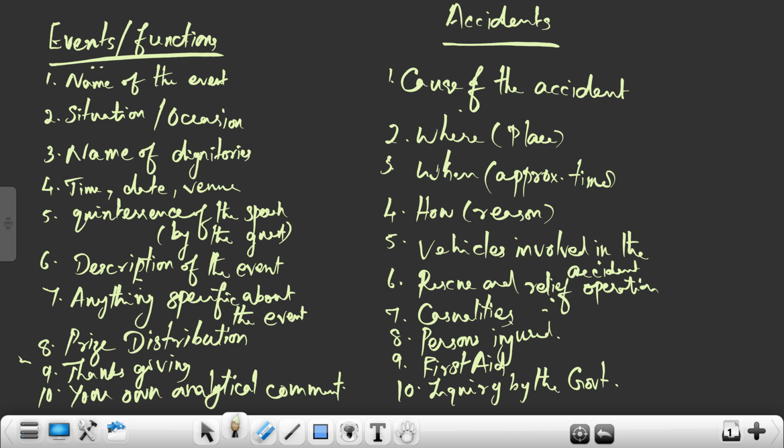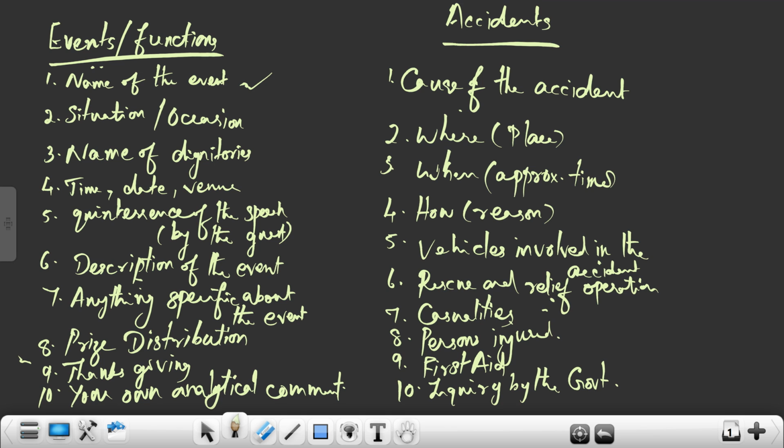So once again I will repeat: the name of the event. The name of the event means, if it is an annual function, you can write Excellencia 2020. Then the situation or the occasion, that means if it is annual day, Onam, or Christmas celebration, you have to write the occasion. And the names of the dignitaries. For every event we will have so many dignitaries. You have to mention them one by one. The time, date and venue.